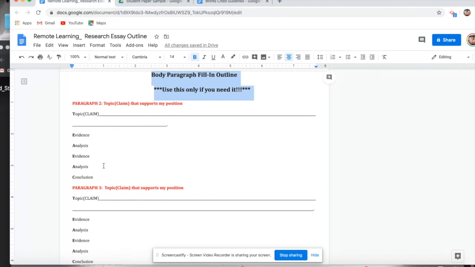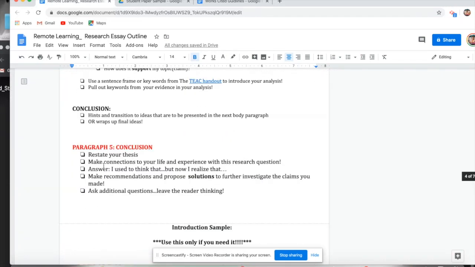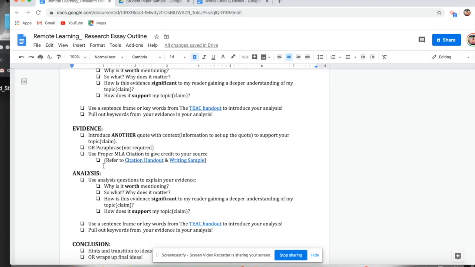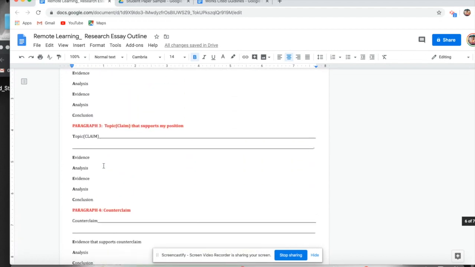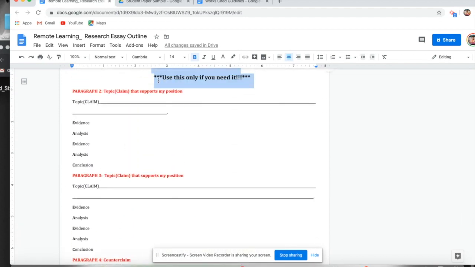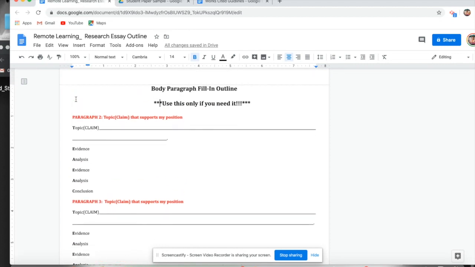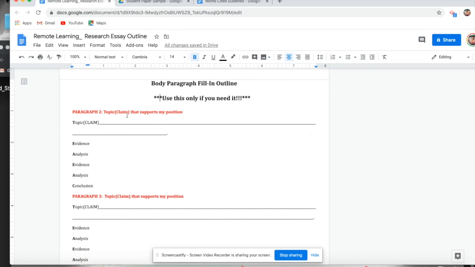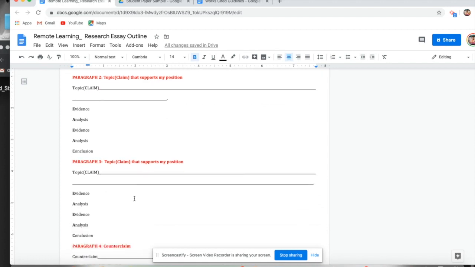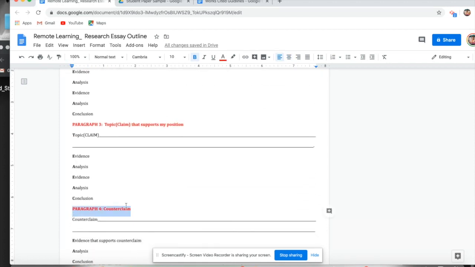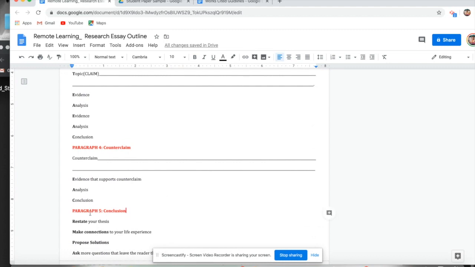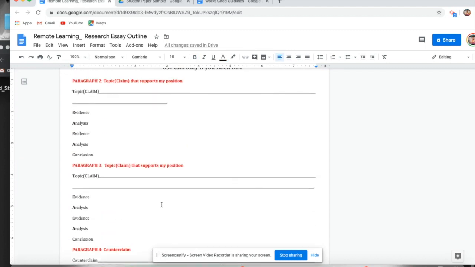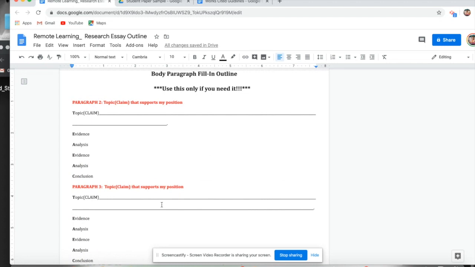This is just an outline of all of this without any details in it. So if you're just like, what is she asking for? Well, I'm asking for body paragraph 2 needs a topic, body paragraph 3 needs a topic, body paragraph 4 needs a counterclaim, and body paragraph 5 is a conclusion. So if you're wondering what are the pieces, here you go.